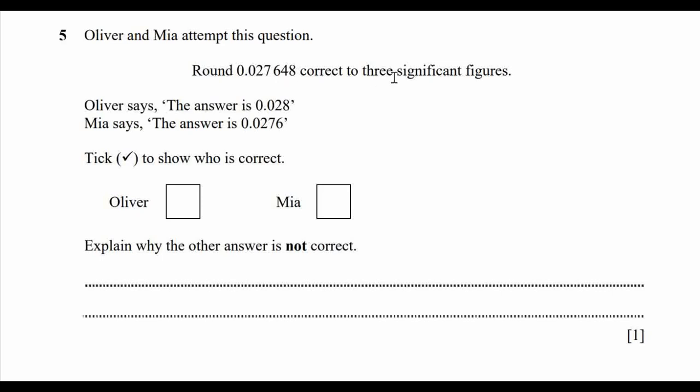Round 0.027648 correct to 3 significant figures. Oliver says the answer is 0.028, while Mia says the answer is 0.0278. Work to show who is correct. Is it Oliver or Mia? And explain why the other answer is not correct.